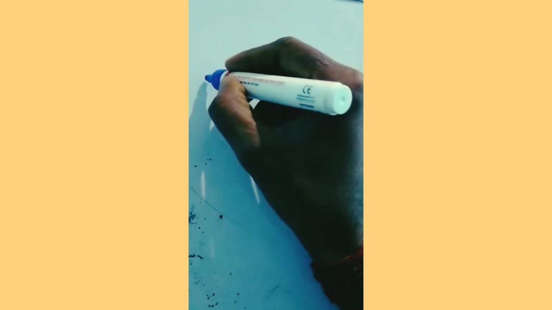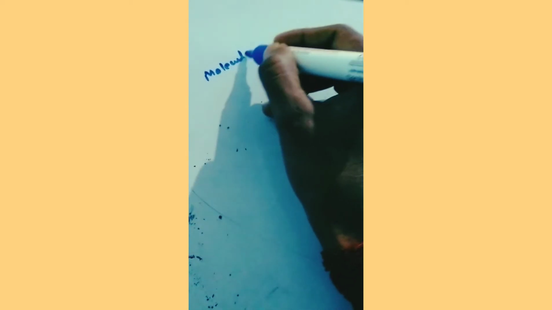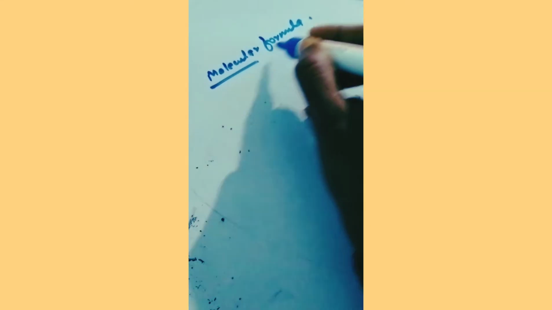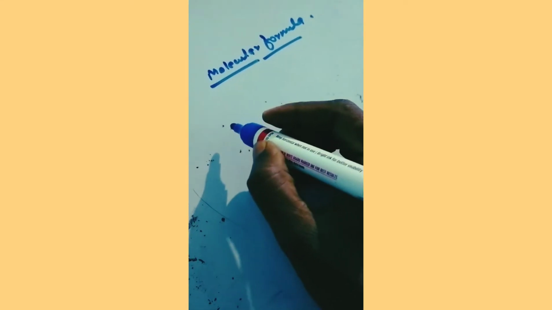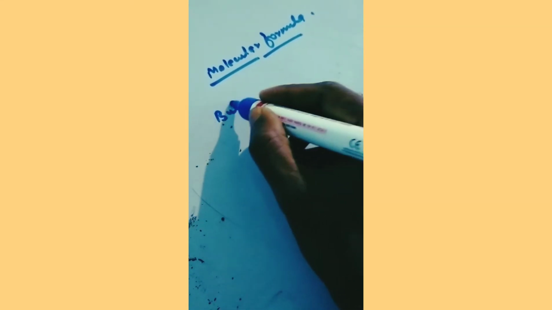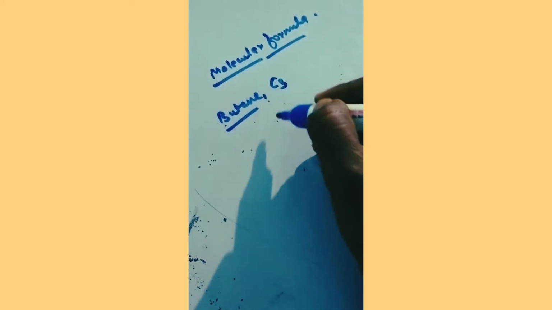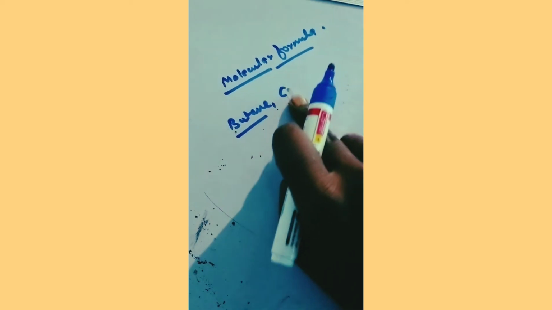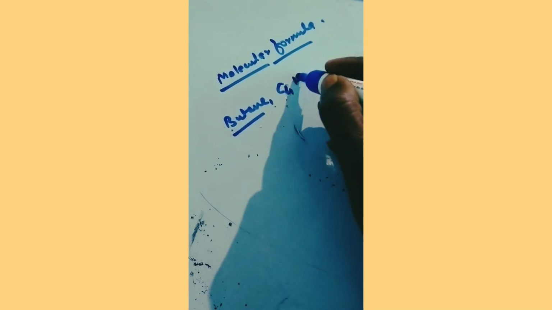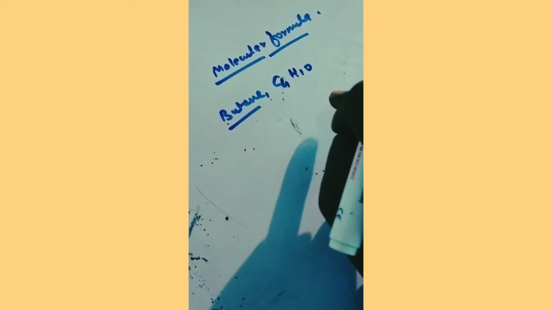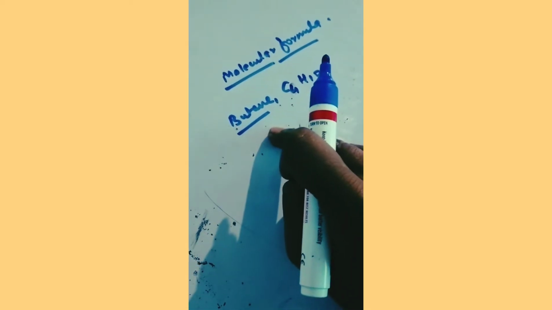Next part we will discuss here: molecular formula. So what is molecular formula? Suppose we take the example of butane. Butane means how much carbon? 4. C4H10. So C4H10 is the molecular formula of butane.